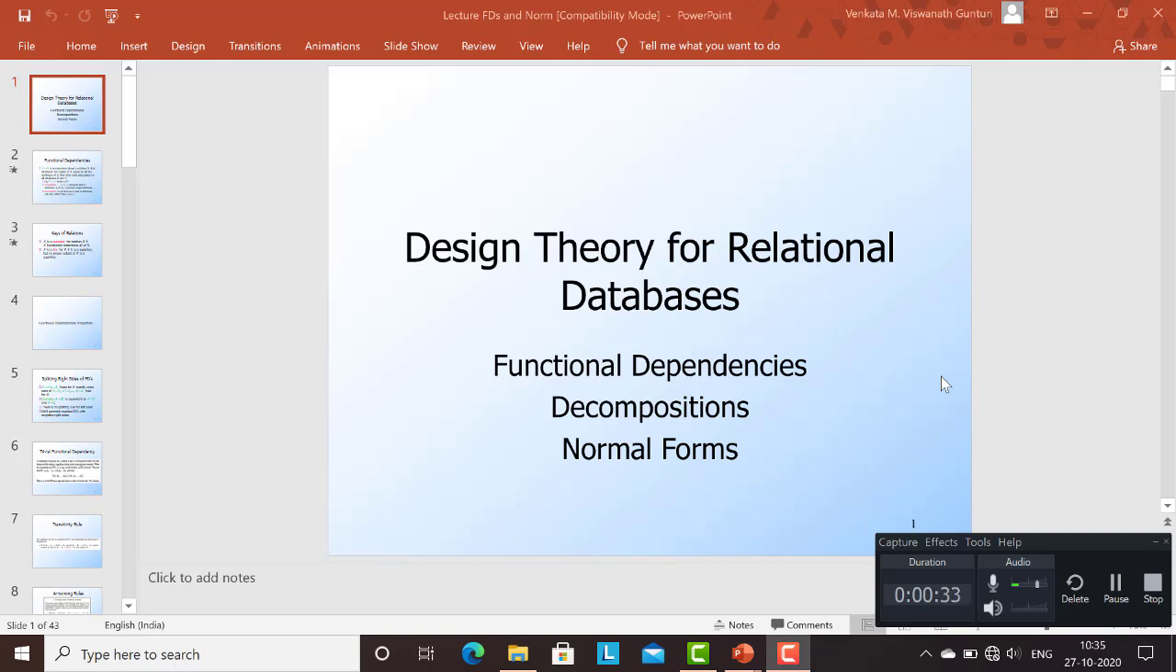Just to give you a quick motivation, why do we need this chapter? This chapter lays down some fundamental theoretical knowledge on the basis of which, if you design your tables, they are guaranteed to have some nice properties, right?